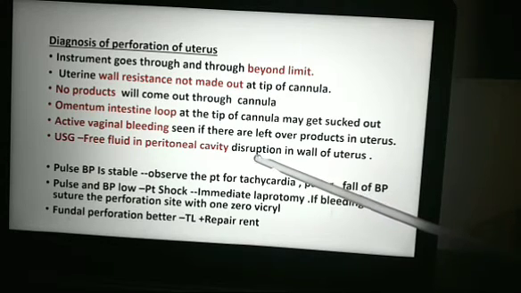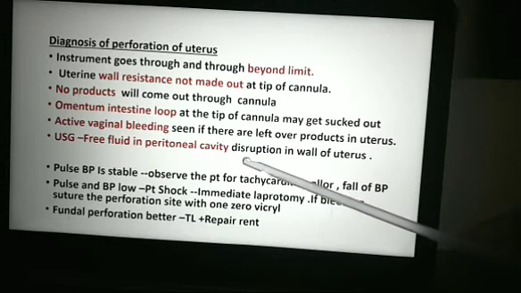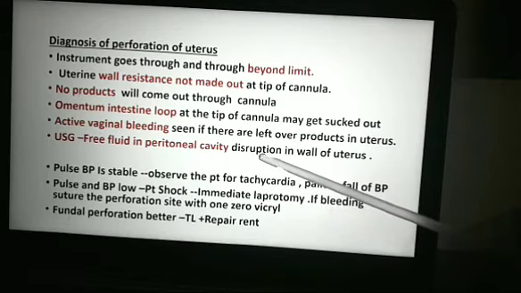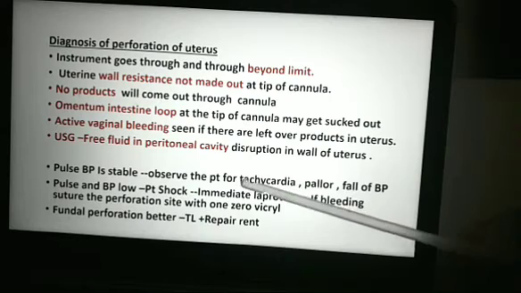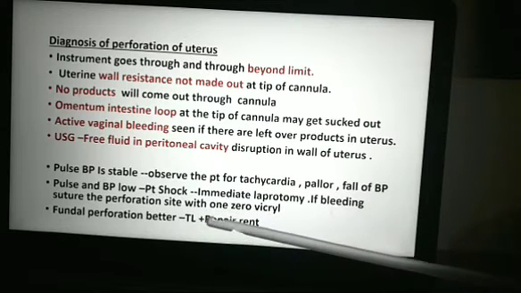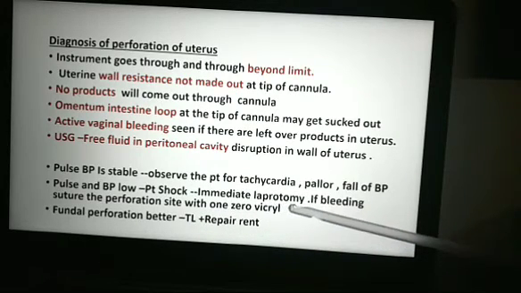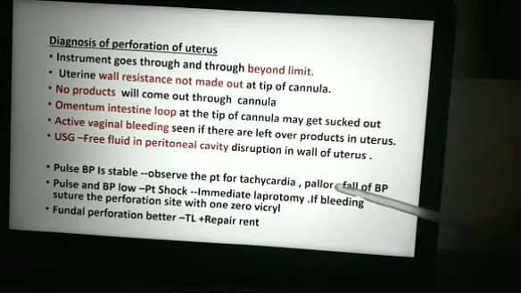Ultrasonography confirms the diagnosis where there is free fluid in the peritoneal cavity, and there will be disruption of the wall of the uterus that can be diagnosed with the sonography. What is the treatment? If pulse and blood pressure are settled, there is no pallor, observation is the treatment, conservative treatment.